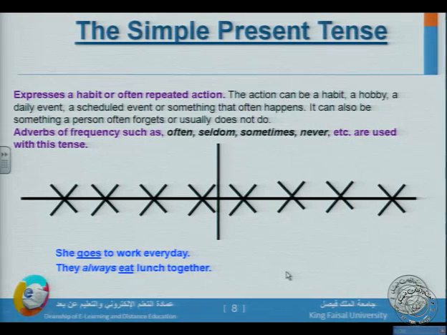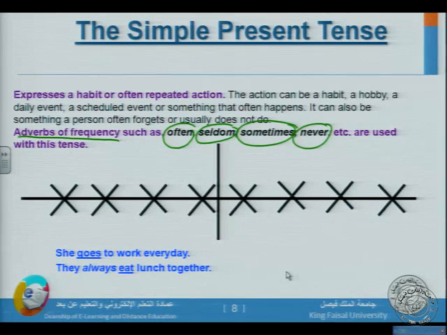Sometimes we use adverbs of frequency, such as often, seldom, which means rarely, sometimes, and never, which is negative. All of these are used with the simple present tense.